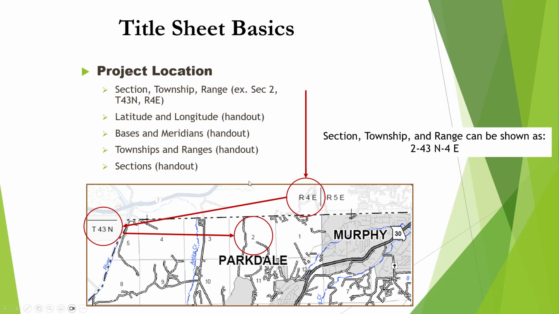It can also be labeled differently. This one is pretty set, section, township, range, but you'll also see it in numbers. You'll see 2, 43 N, or 4 E. Sometimes you won't even see the north or the east. You'll just see 2, 43, 4. So it all depends on how the designer put it together.